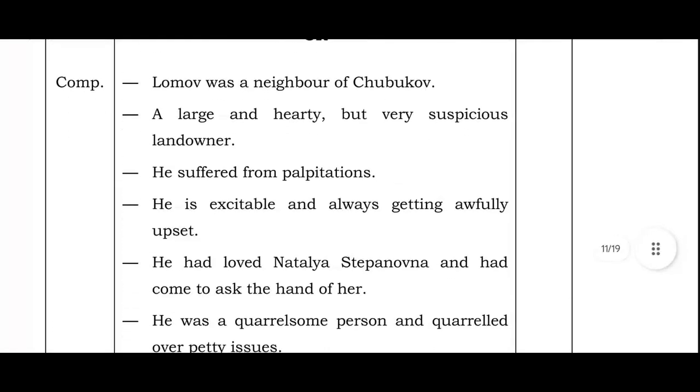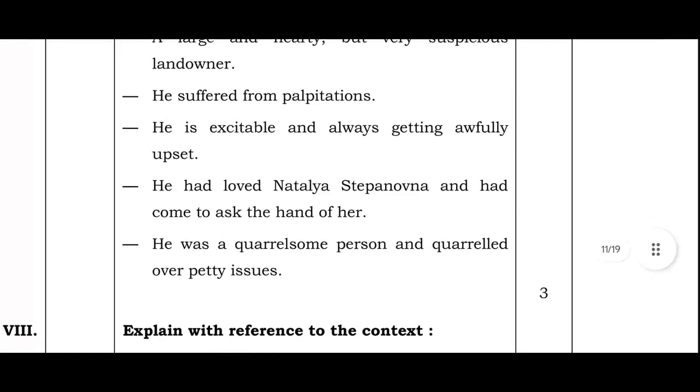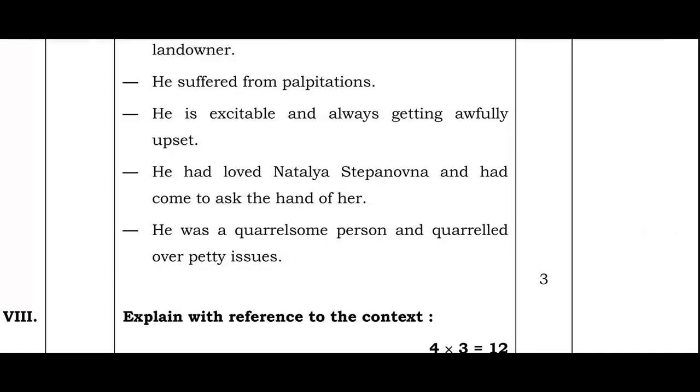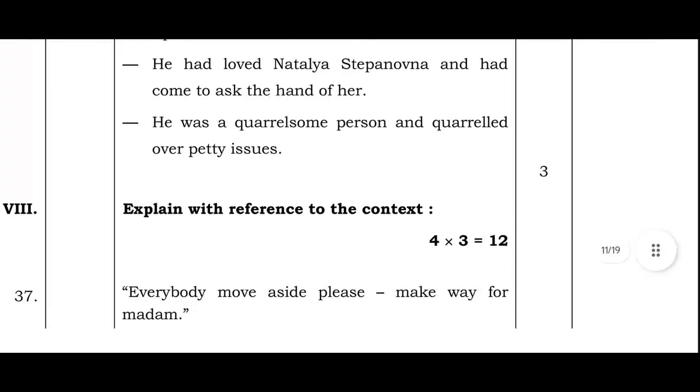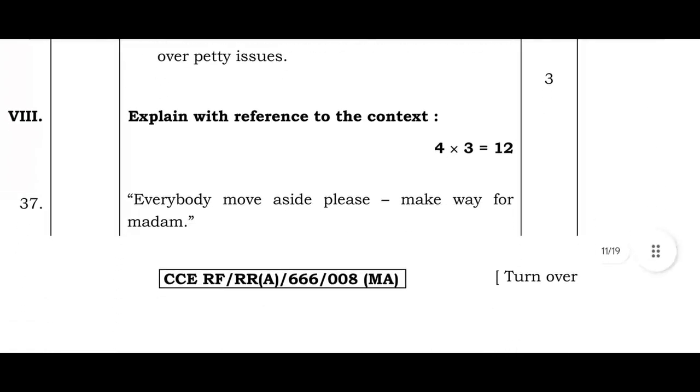Lomov was the neighbor of Chubukov, a large and hearty but very suspicious landowner. He suffered from palpitations. He is excitable and always getting awfully upset. He had loved Natalya Stepanovna and had come to ask for her hand. He was a quarrelsome person and quarrelled over petty issues.